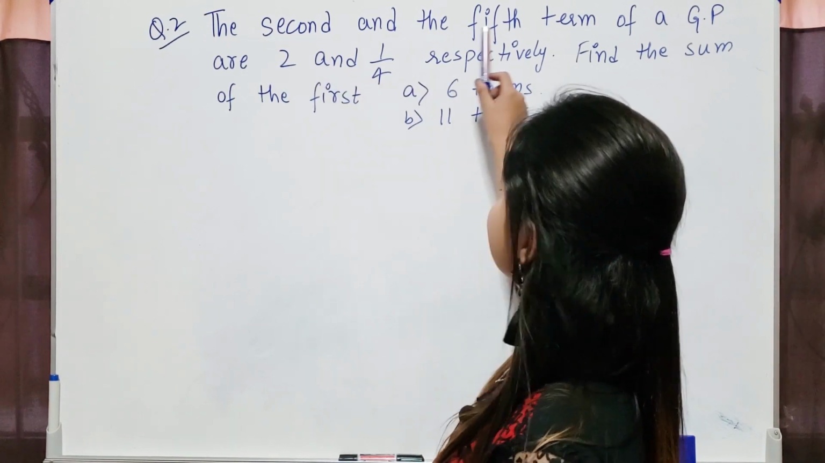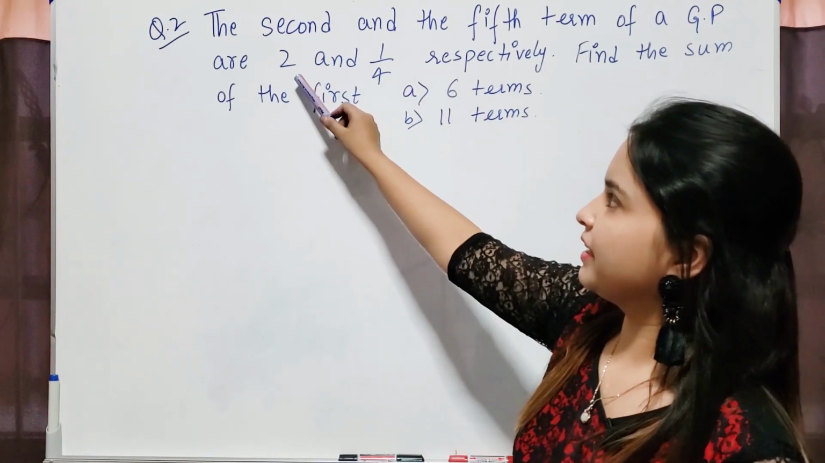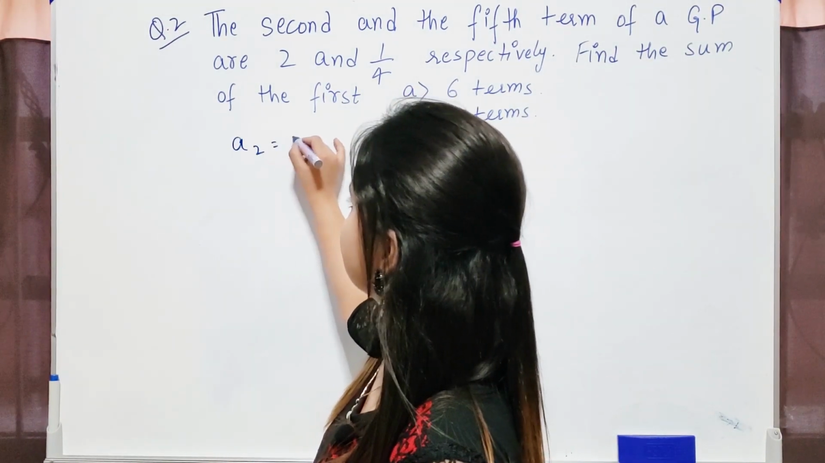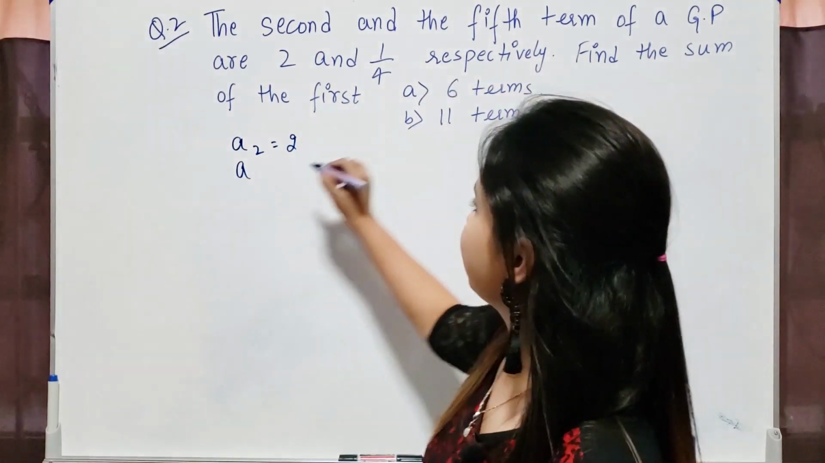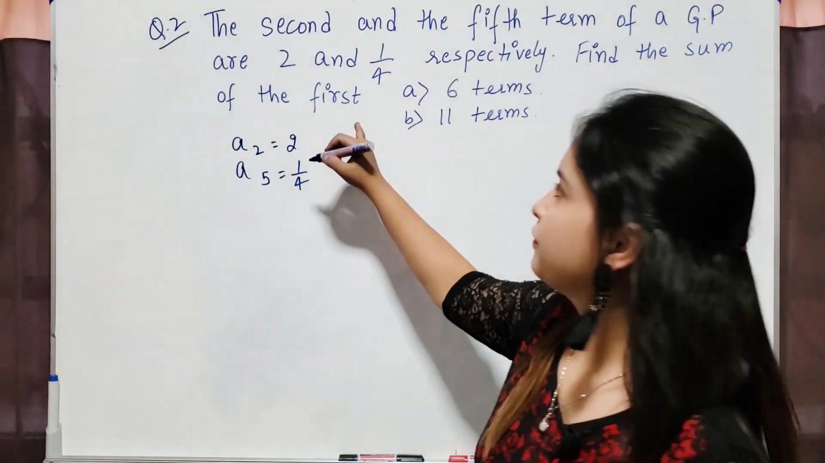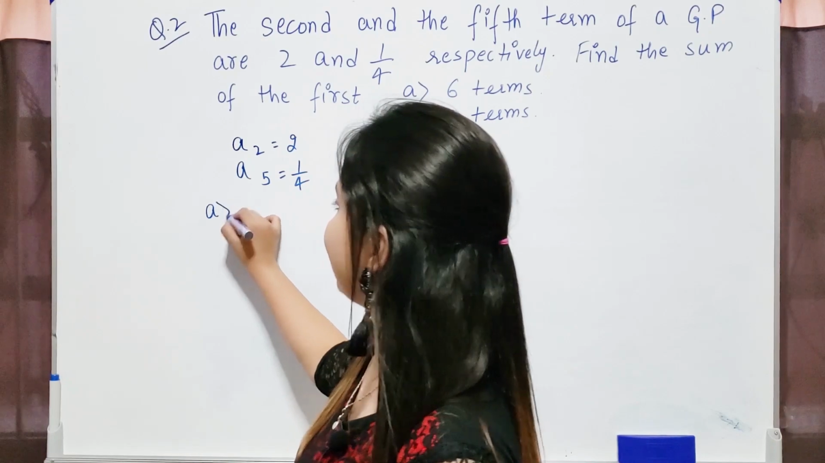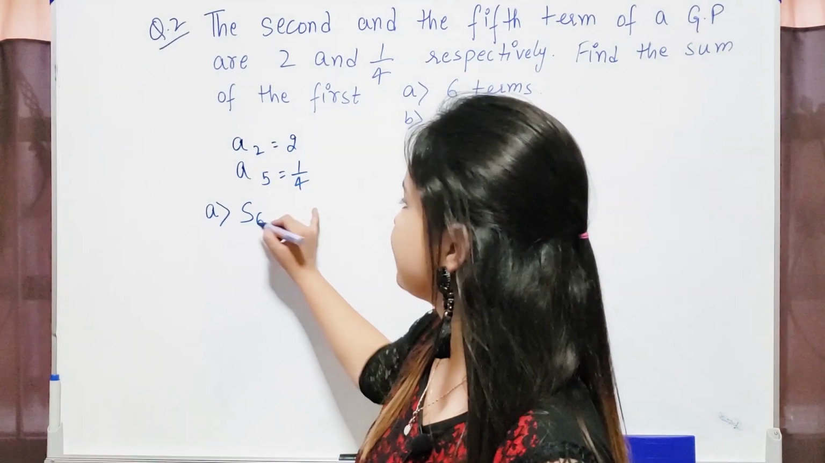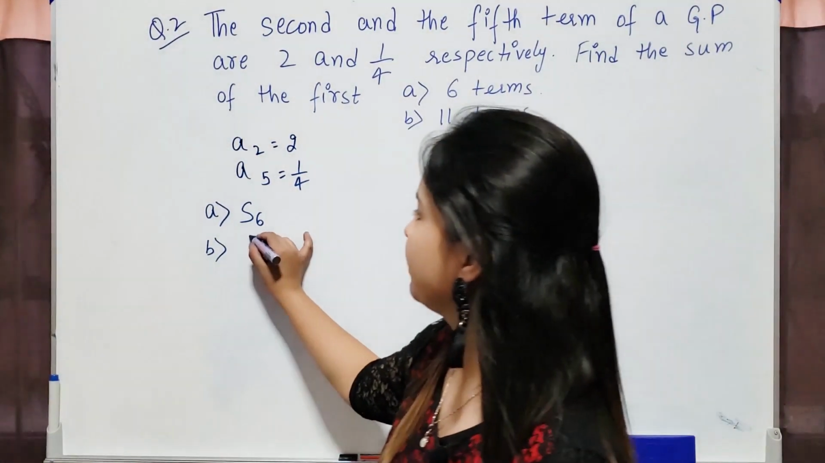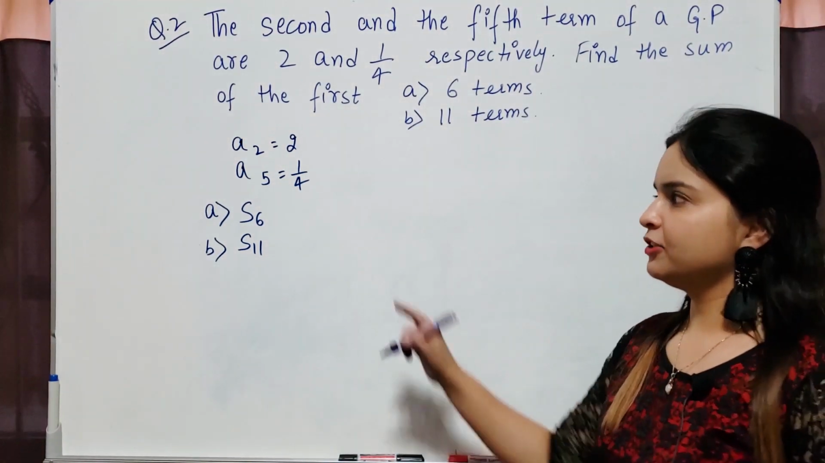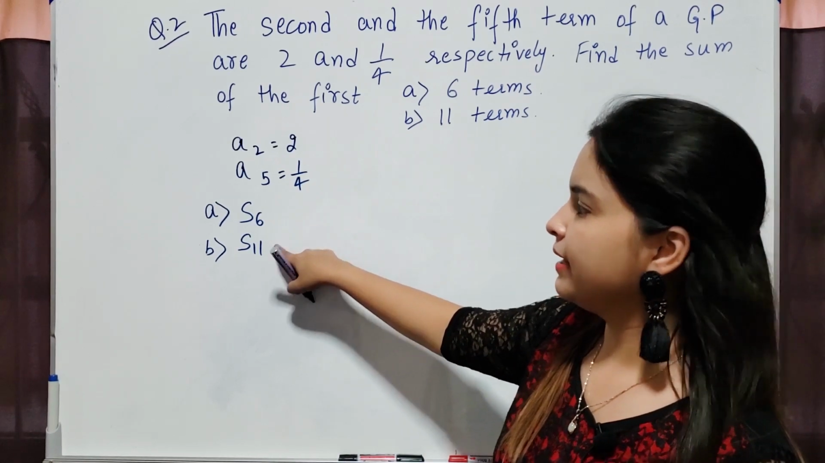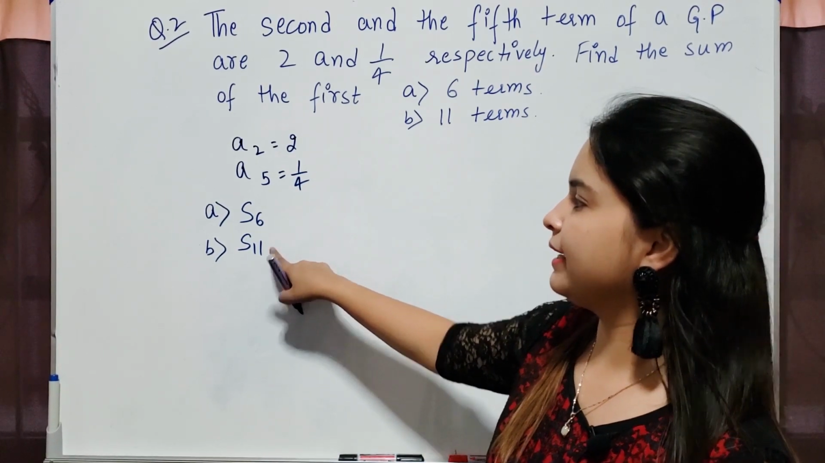Look at the second example. The second and the fifth term of a GP are given, 2 and 1 over 4. That means the second term is 2 and the fifth term is 1 over 4. Find the sum of the first 6 terms in the first part, and the sum of the first 11 terms in the second part. Okay. So we have two questions. In the first part of the question you have to find S6, and in the second part you have to find S11.